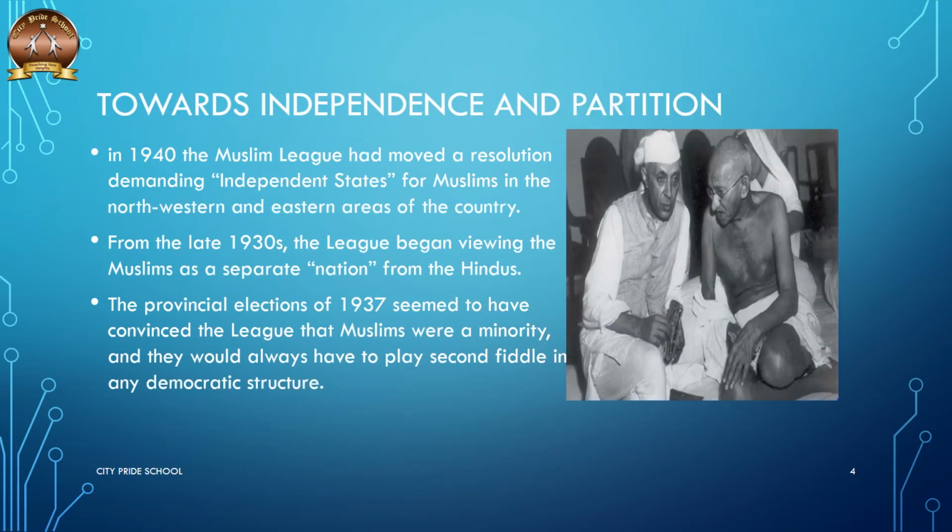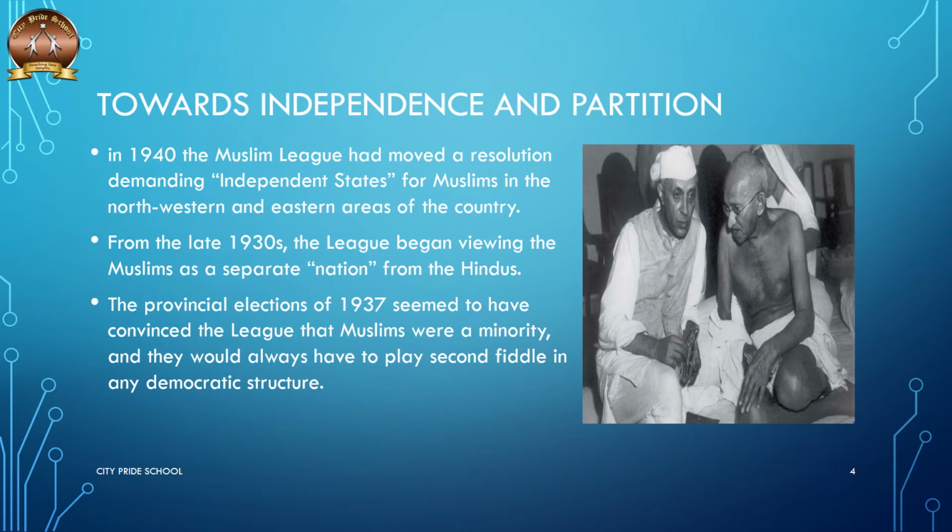Children, now on the one side, various groups of India like peasants and youth who had left their studies participated in various movements, struggles and efforts against the Britishers to get independence. And children, on the other side, in the year 1940, the Muslim League was demanding independent states for Muslims in the north, west and eastern parts of the country.